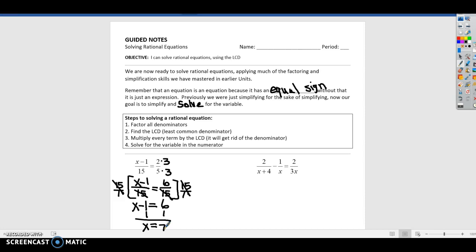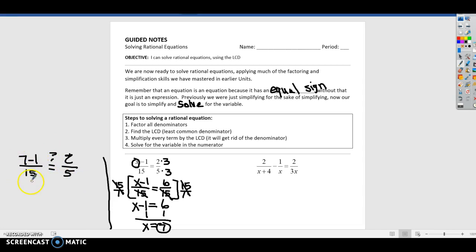Alright, so we can check this. I'm going to check it over here on the side. So we can check this by simply plugging it in. So 7 minus 1 over 15. Does that equal 2 over 5? We always check it with the original problem. So all I did was substitute my x in. So 7 minus 1 divided by 15, does that equal 2 over 5, which was our original problem. Alright, and I put a question mark here just showing that we're just checking to see if this works.